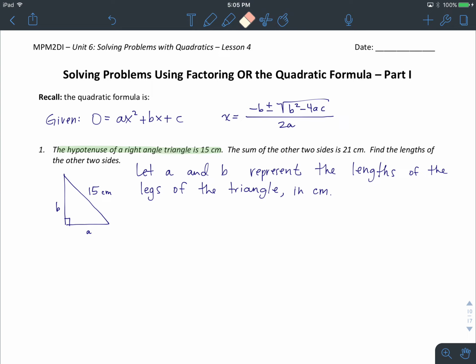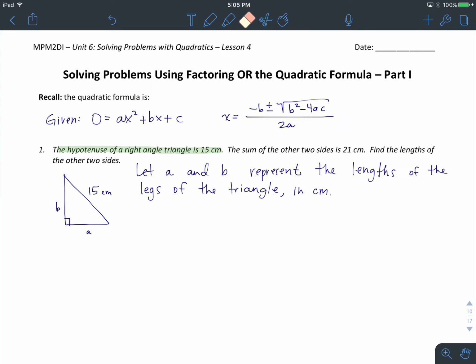The introduction, of course, is just a recall of what the quadratic formula is, which says given 0 equals ax squared plus bx plus c, which is just a fancy way of saying all of the terms have to be on the same side, the quadratic formula is x equals negative b plus or minus the square root of b squared minus 4ac all over 2a. That's one of the tools we're going to use. The other is factoring. Obviously, factoring is a little more general skill. Let's see if we're going to use it.